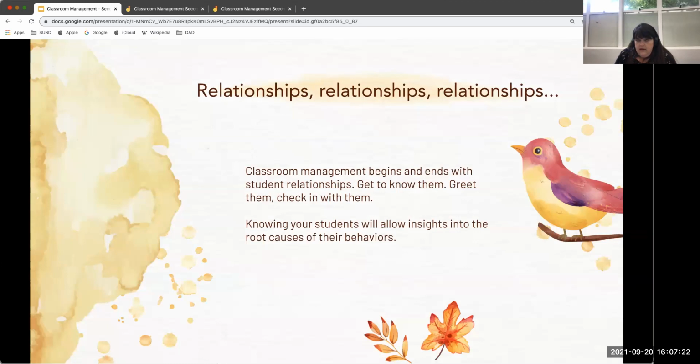Okay. So aside from student engagement, this is relationships with your kids. Everything begins and ends with this. You need to get to know them. You need to greet them. You need to check in with them.